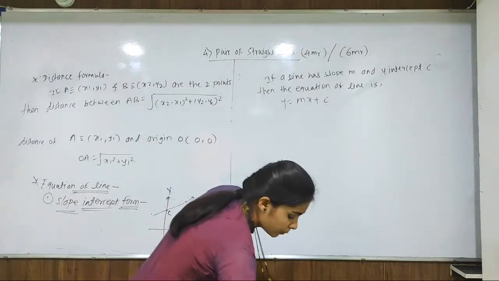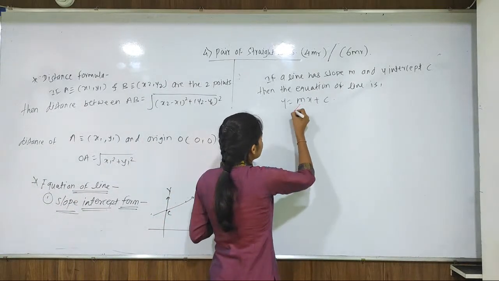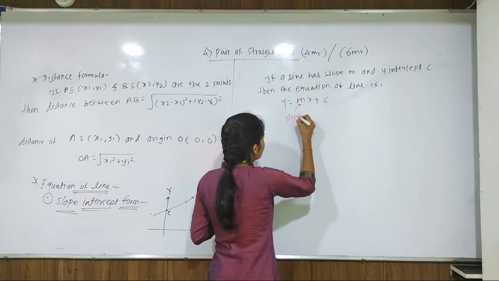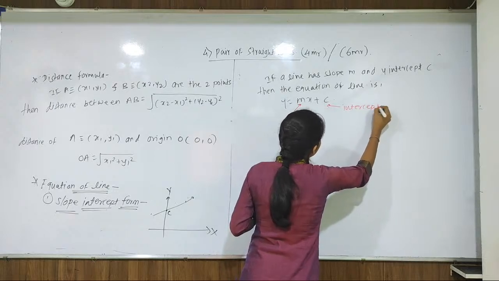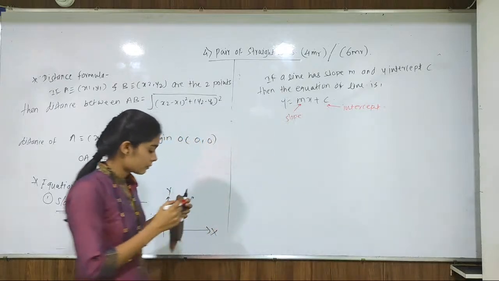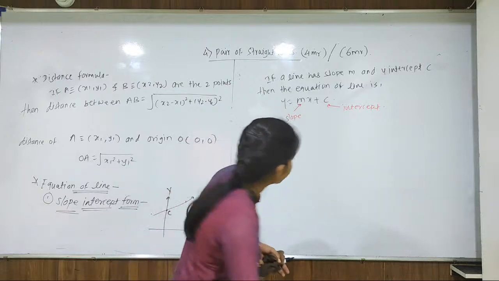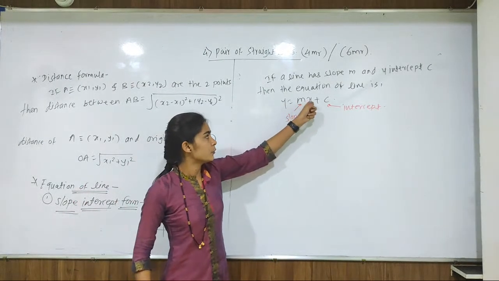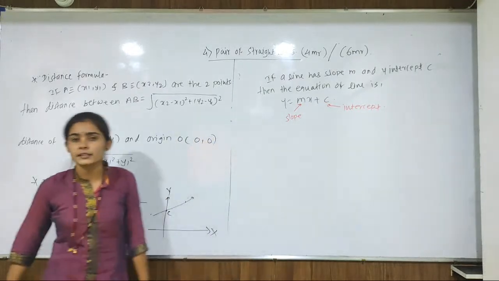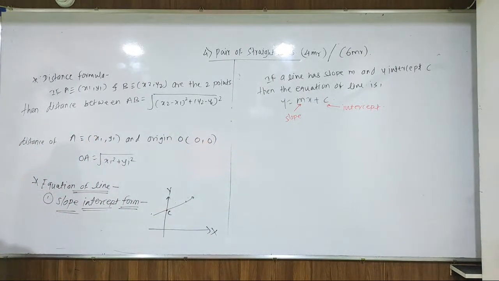So this is slope. Okay. So m is known as slope and c is known as intercept. That's why this equation is called slope intercept form. y is equals to m into x plus c. So slope intercept form. Understood? Okay.